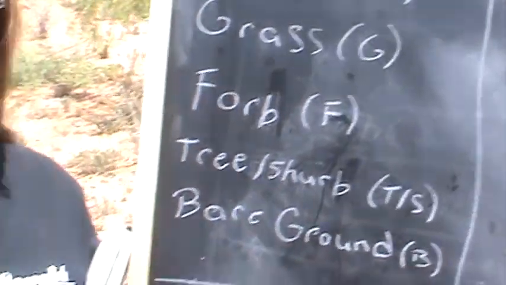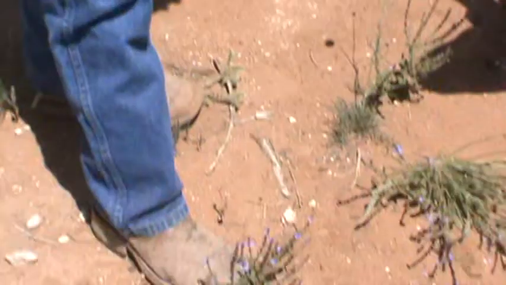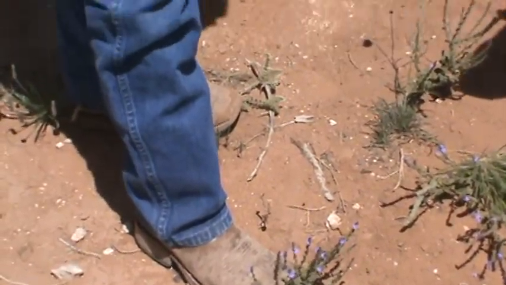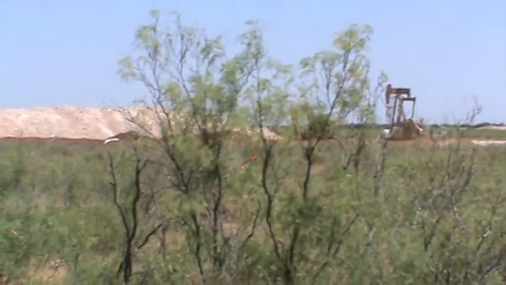We're going to take 100 steps, that way we'll equal up to 100%. So for every step we're going to look down and see what's right at our toe and mark that down. Our point of origin is going to be the telephone pole. Our point of reference will be the pump jack back here. So let's get started.